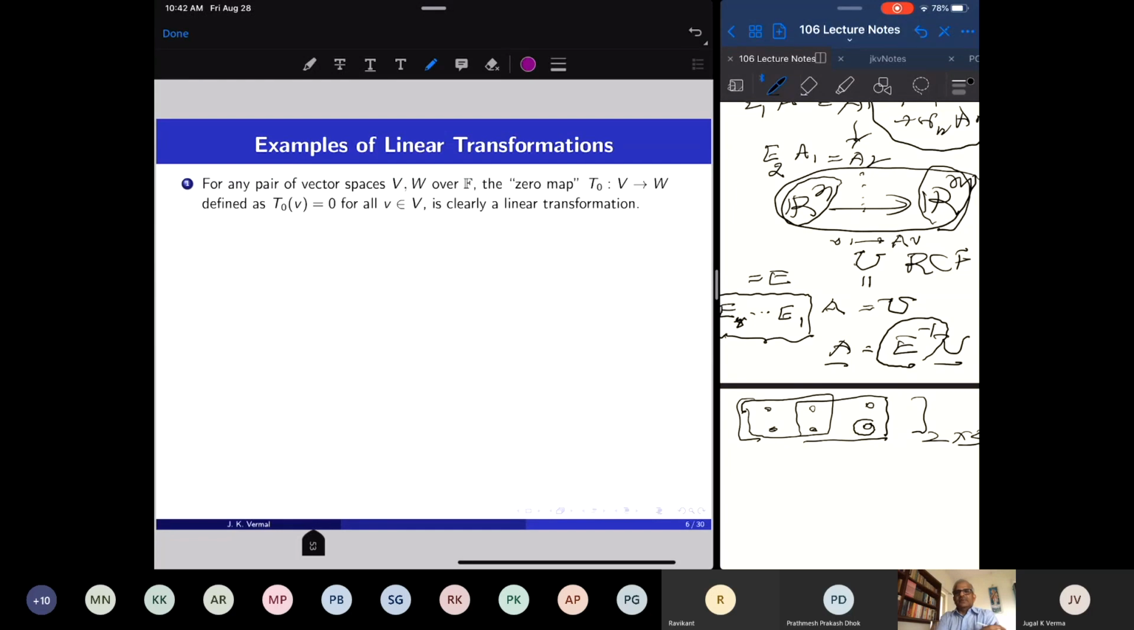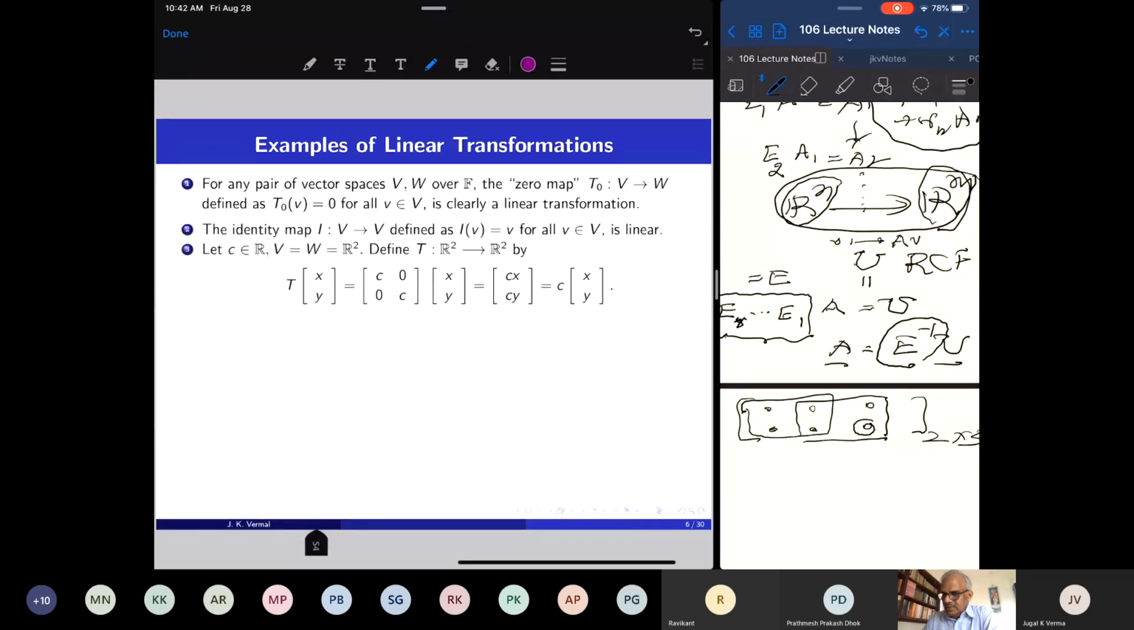Let's look at some examples. For any pair of vector spaces V and W over a field F, the 0 map that takes v to 0 is a linear transformation. Very easy to prove. Everything is going to 0, so it satisfies both properties. The identity map, v mapping to v, is also a linear transformation.